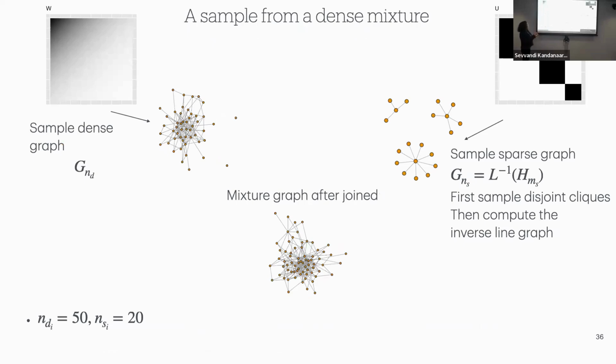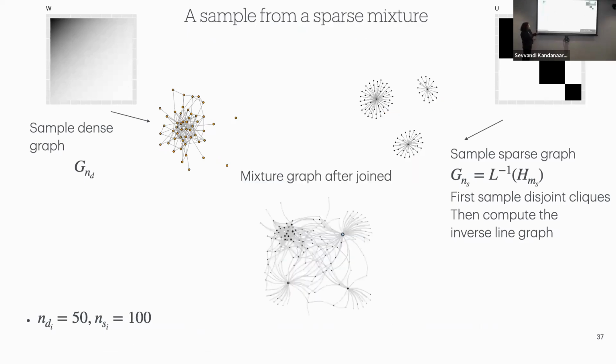In this example, I've used the dense number of nodes to be 50 and the sparse number of nodes to be 20. You sample a graph here, that's the graph, and you sample the graph there with 20 nodes, that's the graph, and you join them. It looks more dense because there are more edges. But in this example, if I use 50 dense nodes and 100 sparse nodes, the stars are more prominent and you get this more star-like pattern there, in a sense, more stars joined. So this is the mixture that you have.